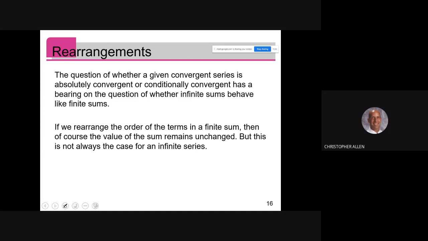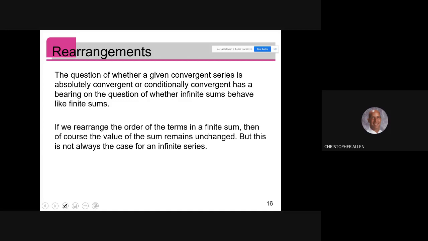So you can just kind of sit back. If you want to take some notes, you can, but I think I've got pretty much everything written out here that you need. It says the question on whether a given convergent series is absolutely convergent or conditionally convergent has a bearing on a question of whether infinite sums behave like finite sums.